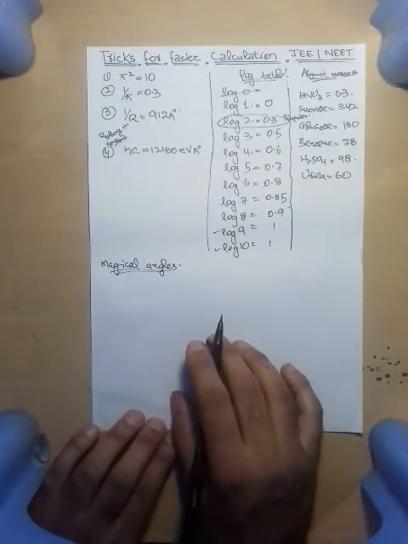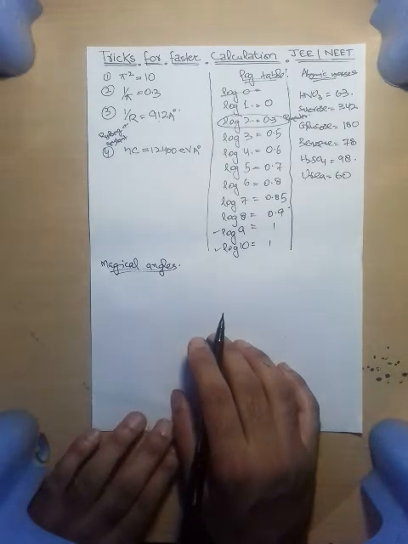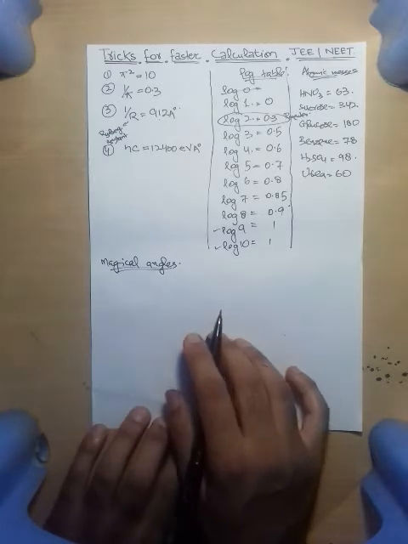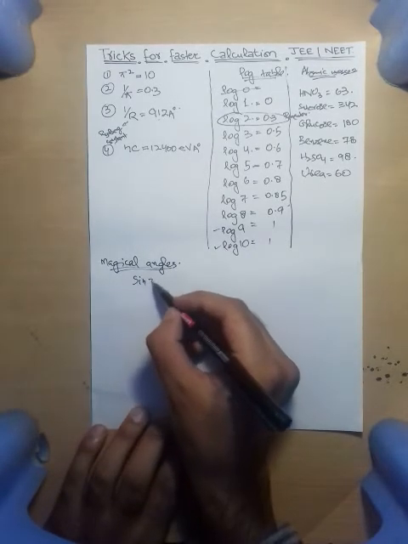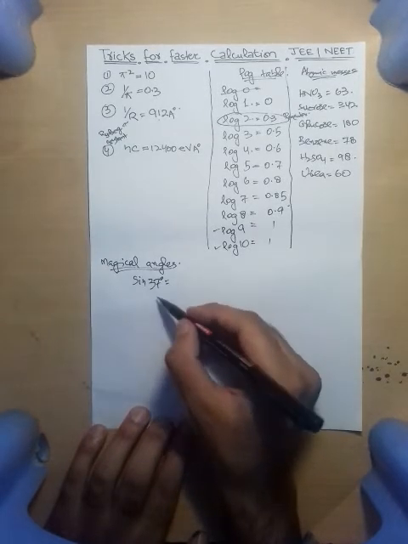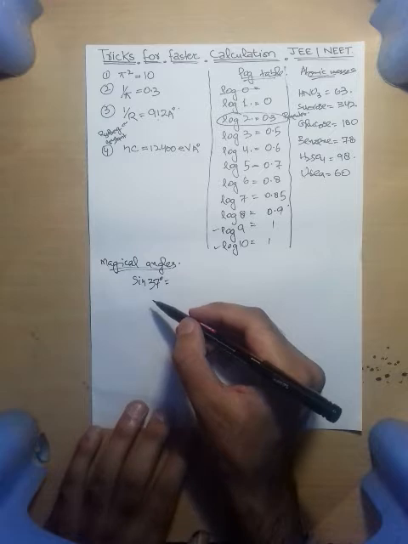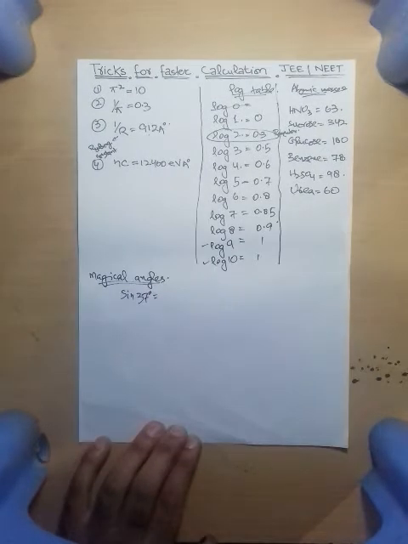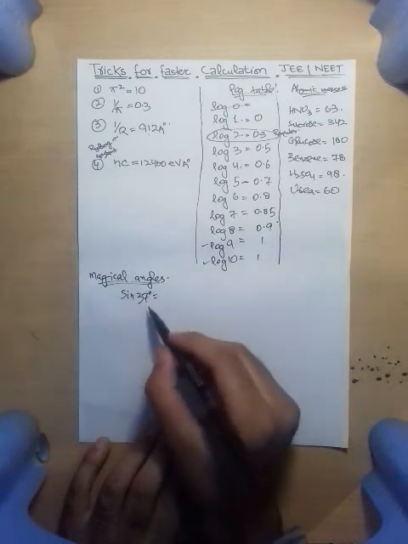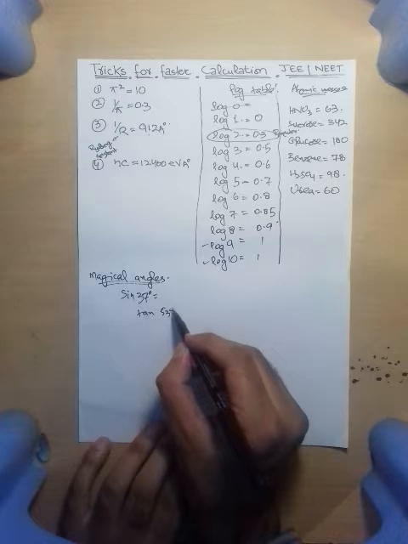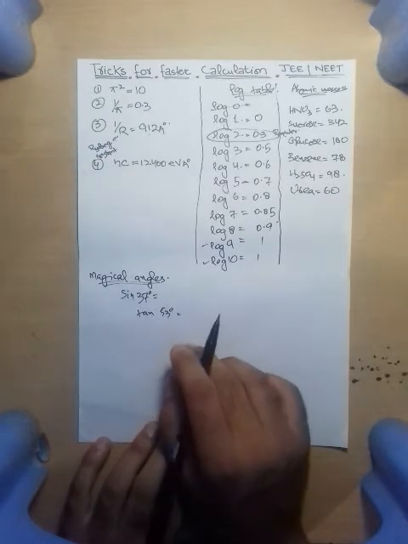What are these magical angles? These magical angles are those angles which are often put forward in physics examinations. That is sin 37, cos 37, tan 53. You don't find them in the logarithmic table, but you have to remember them.